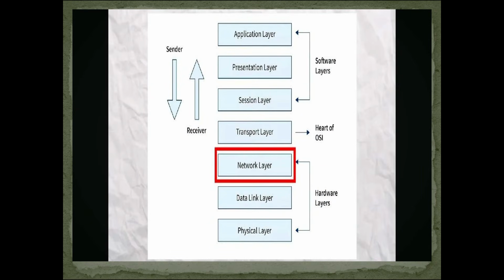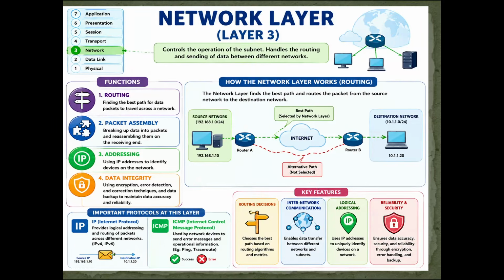Next comes the network layer. The network layer is used to control the operation of the subnet, and it handles the routing and sending of data between different networks. The functions of the network layer are routing, packet assembling, addressing and data integrity. In routing, it will find the best path for the data packet to travel across a network.